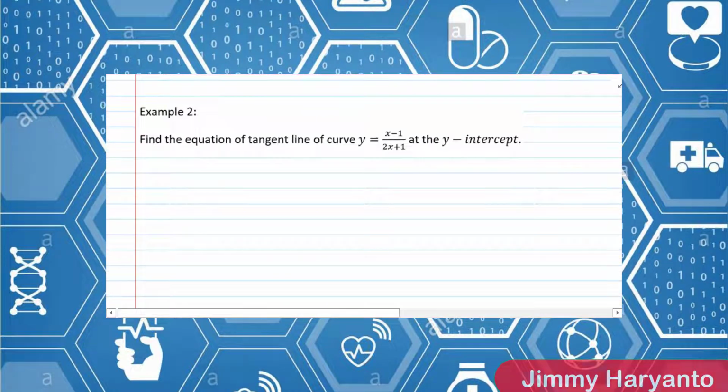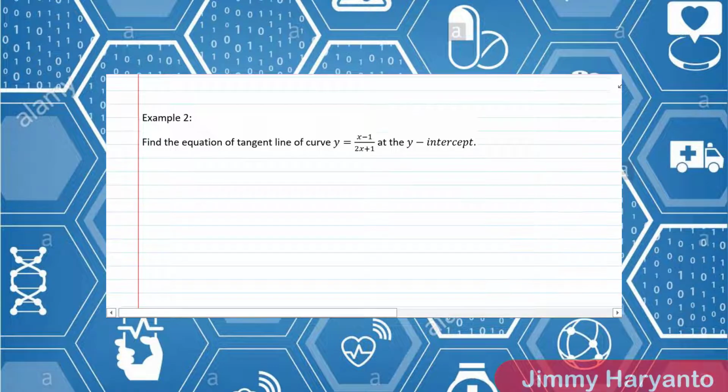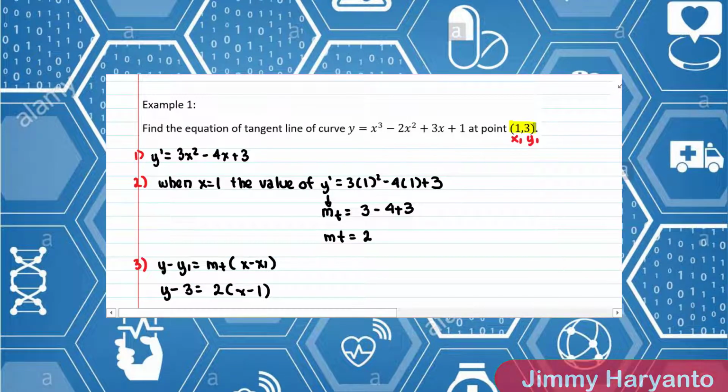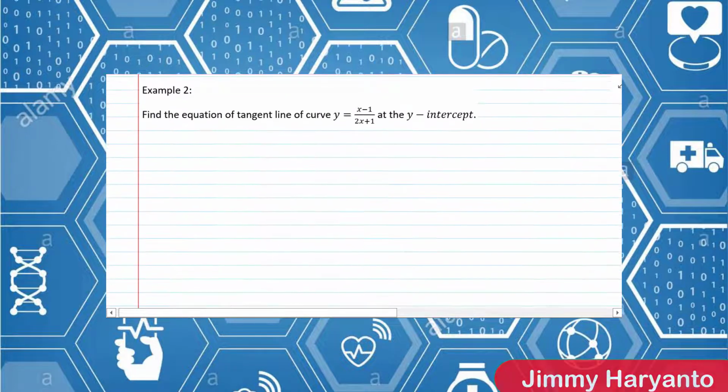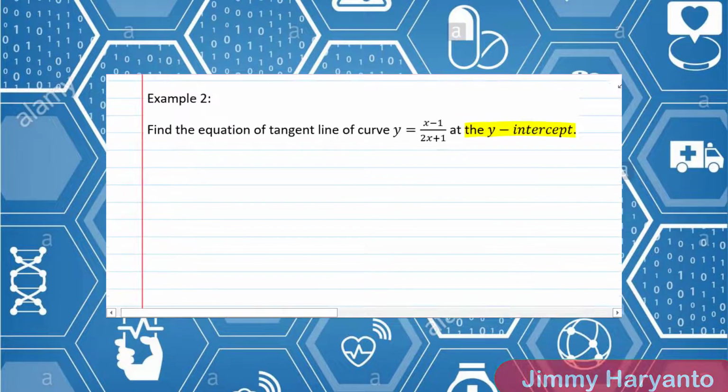For example 2, we have this question. Find the equation of the tangent line of the curve y equals x minus 1 over 2x plus 1 at the y-intercept. So what is the difference between example 1 and example 2? In example 1, the point is already given. But in example 2, the point is not given, so you have to find the point first. To find the point, we need some clue, right? The clue is the y-intercept, so we have to find the y-intercept first.